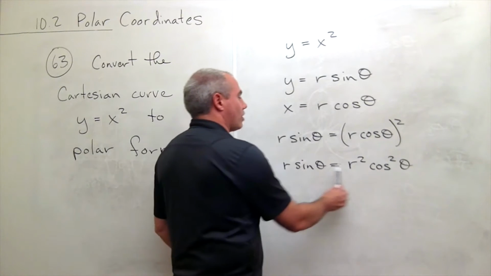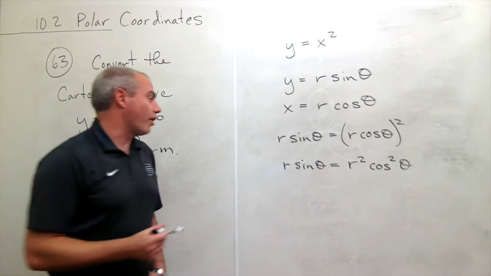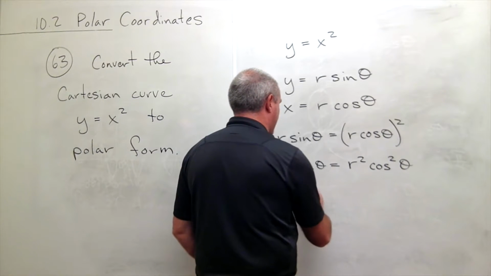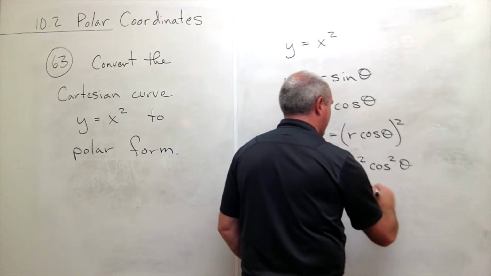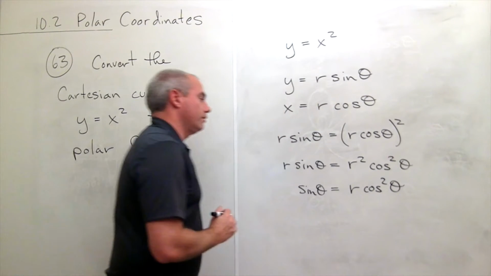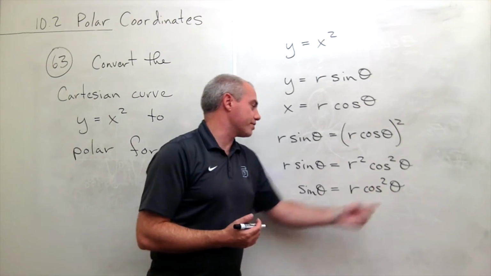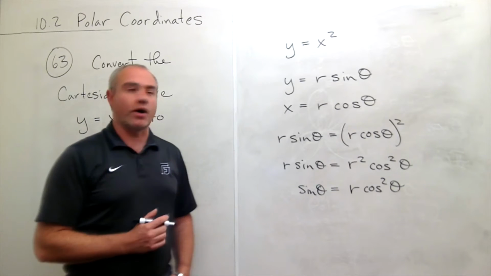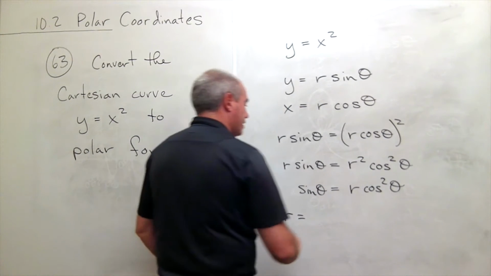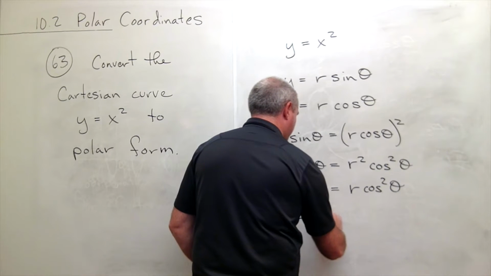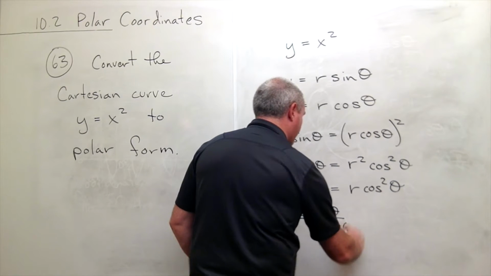First thing I see is I have an r on both sides of the equation. So let's divide both sides by r. If I do, I get that sine of theta is equal to r cosine squared of theta. So just dividing both sides by cosine squared theta, I can solve this thing for r, and I get that r is equal to sine of theta divided by cosine squared of theta.